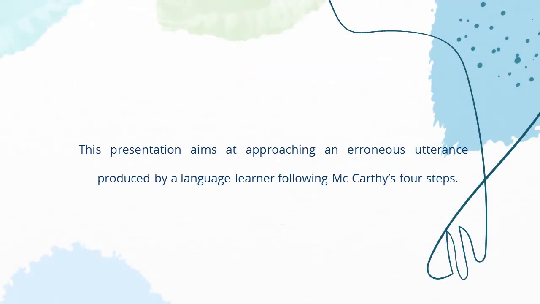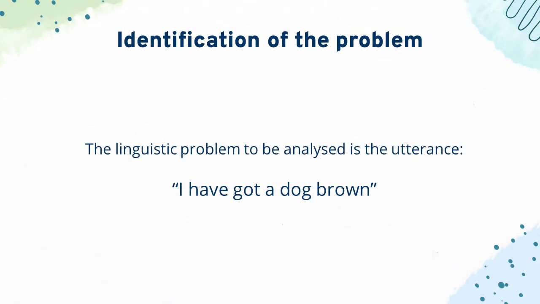This presentation aims at approaching an erroneous utterance produced by a language learner following McCarthy's 4 steps. The linguistic problem to be analyzed is the utterance, "I have got a dog brown."